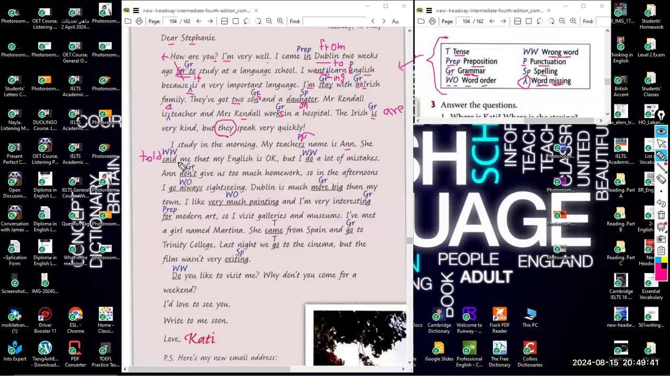that, absolutely, this is the word order. This is the wrong word, sorry. I cannot use this word. I have to replace it with told. My English is okay, but I do a lot of mistakes.